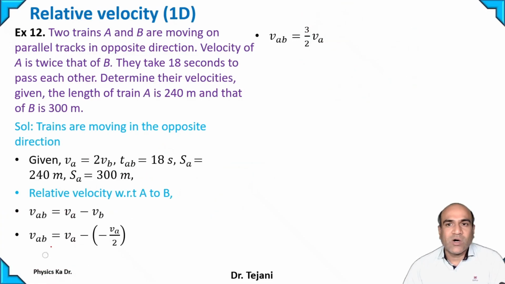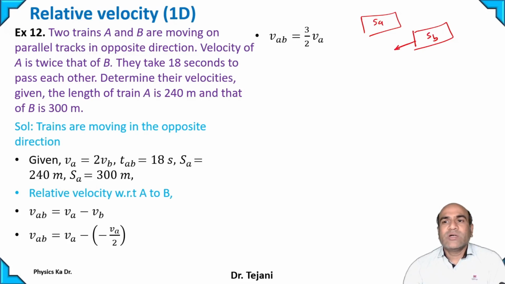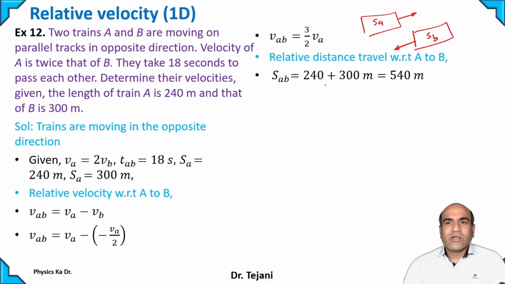Let's erase this all. VAB is equal to 3 by 2 VA. Now what next? Total distance traveled, we already saw, by both the trains is always equal to SA plus SB. It does not depend on direction. If both directions are similar, in this case also it is always SA plus SB. If it is opposite direction, again it is SA plus SB. So real distance is 240 plus 300, 540 meter, and relative velocity is equal to relative distance divided by TAB.